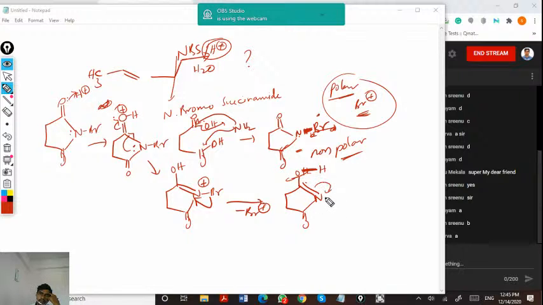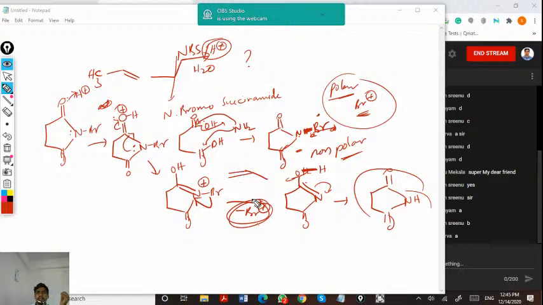So N minus will come, H plus will be abstracted. So simply succinimide will be the byproduct. This is all about the byproduct only. Our main reagent is Br plus. This Br plus will be attacked by the propene.